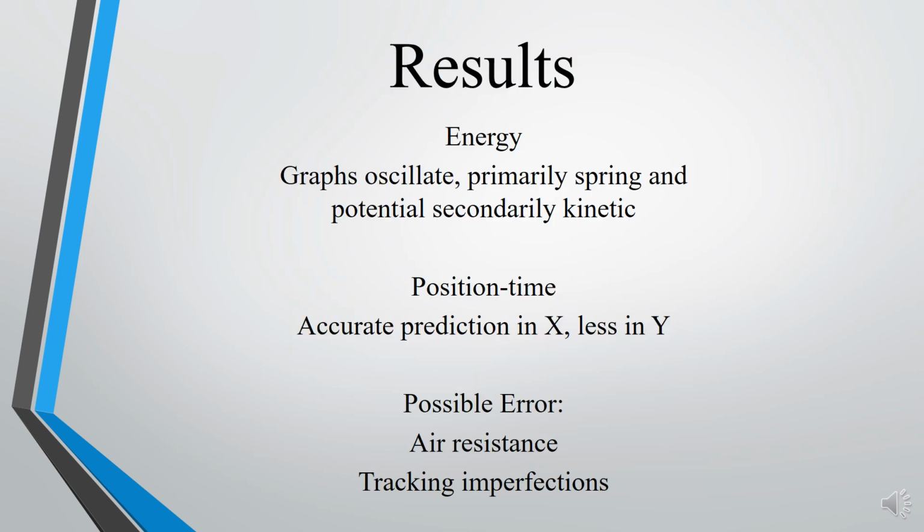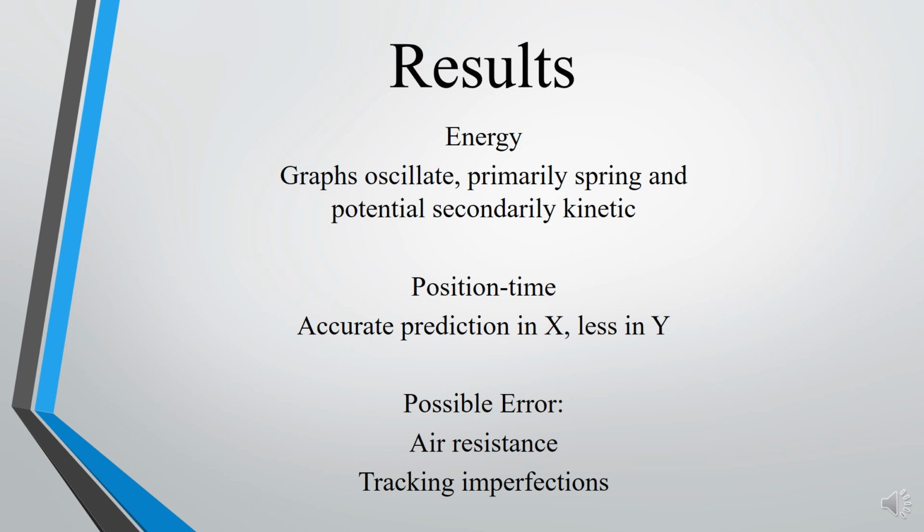The results included three graphs. The energy graph showed large opposite oscillations in the gravitational potential and spring potential energies. As one increased, the other decreased. There were also small oscillations in the kinetic energy. However, the total energy of the system was conserved, maintaining at a constant zero.